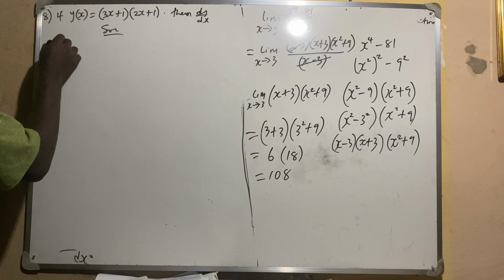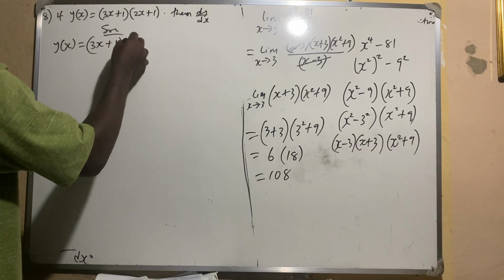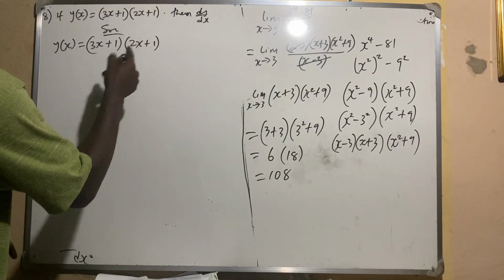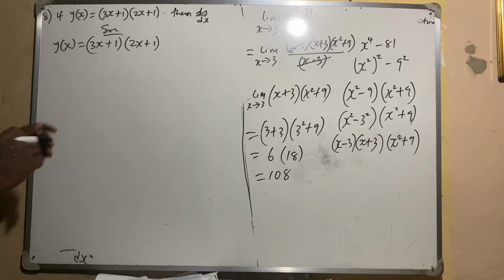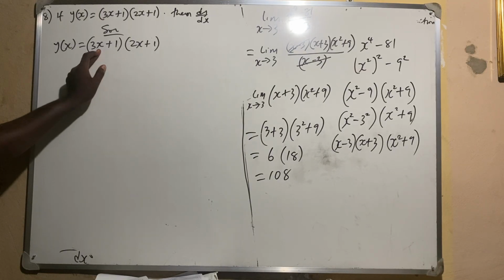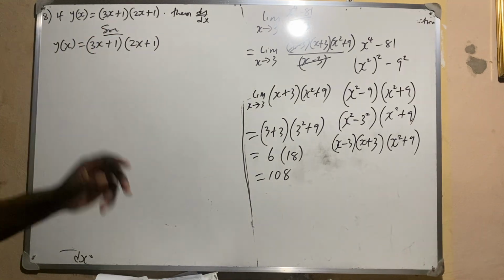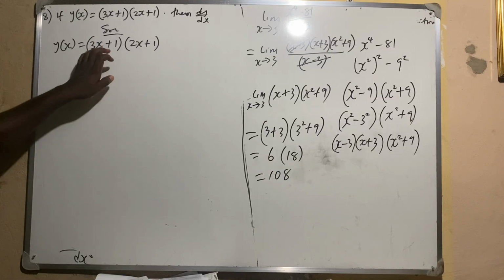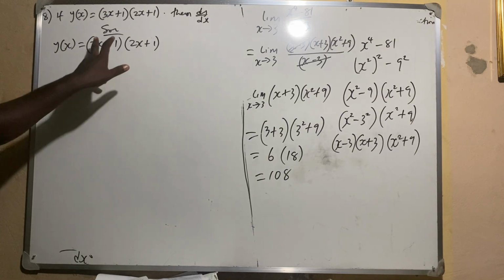Now I have that y of x is equal to 3x plus 1 in bracket of 2x plus 1. Now this is product rule, because this is multiplying. But if you cannot remember product rule, you can decide to clear the bracket. After clearing the bracket, you differentiate. But I want to use product rule. Please, the shortcut for product rule says leave the first one, differentiate the second one, plus leave the second one, differentiate the first one. So let's say it together. Leave the first one, differentiate the second one, plus leave the second one, differentiate the first one.